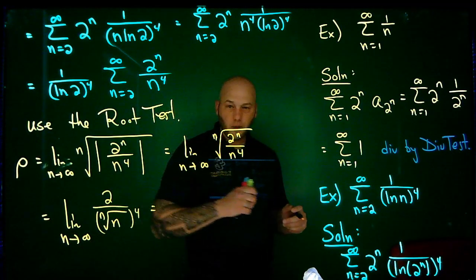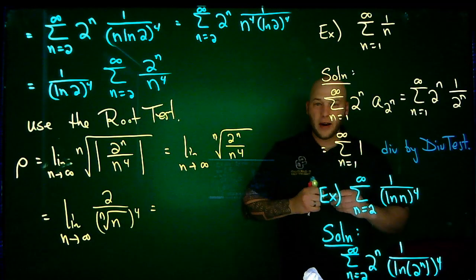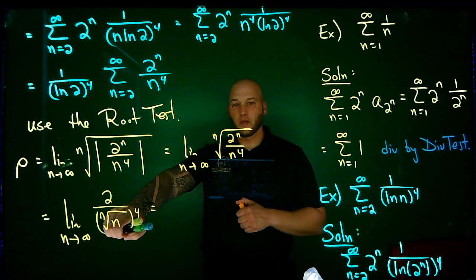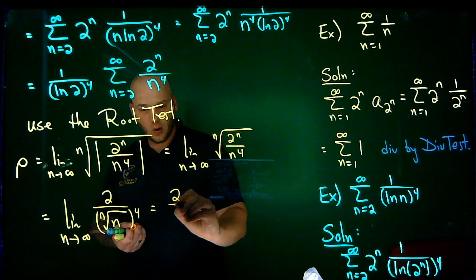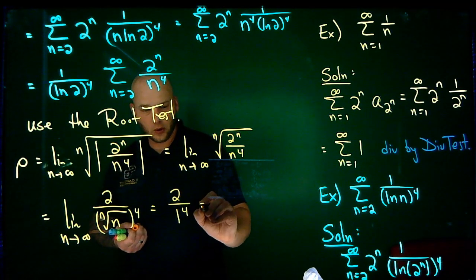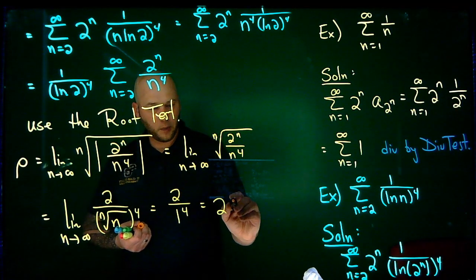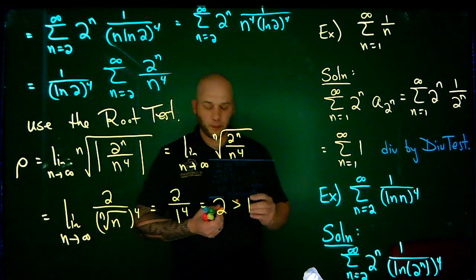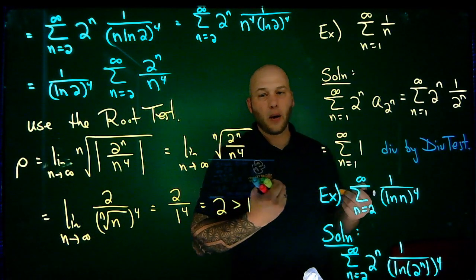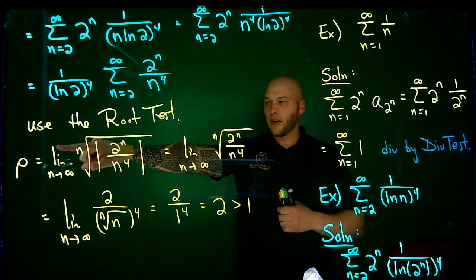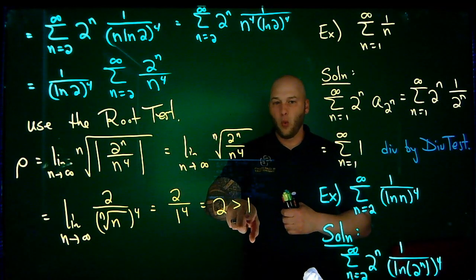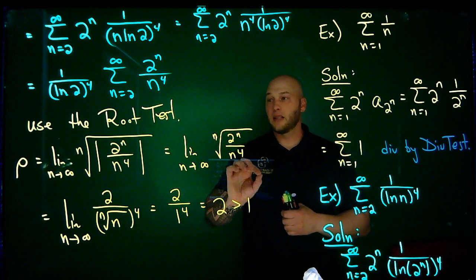Now, the nth root of n as n goes to infinity is one of our common limits, and we know that that converges to 1. Therefore, this would be 2 over 1 to the 4th, which of course is 2. In particular, that is larger than 1. Okay, so now I've come down to where I can make a conclusion. Using the root test, the value of rho is larger than 1. That means the series is divergent.